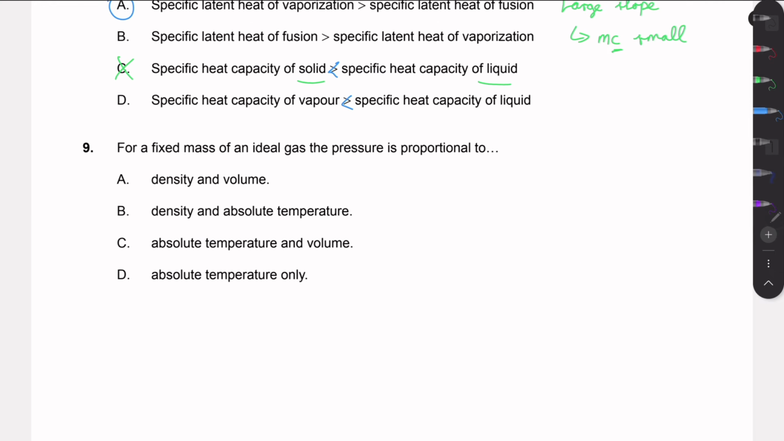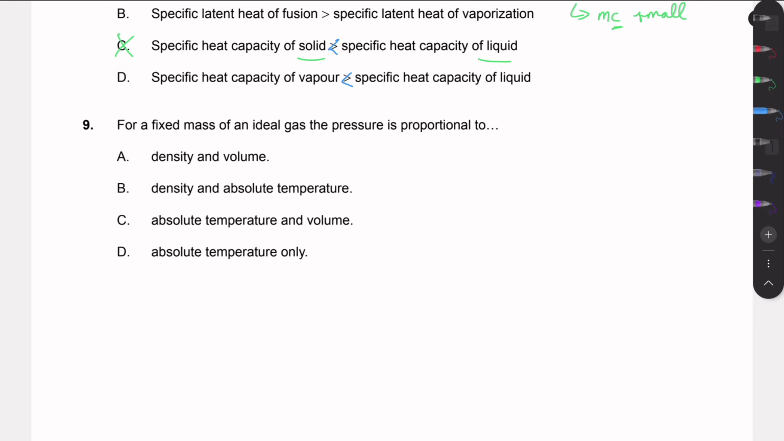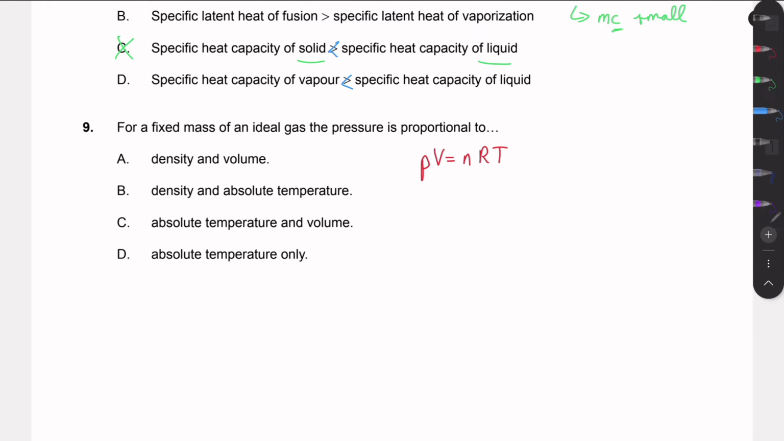All right, question 9. So for a fixed mass of an ideal gas, the pressure is proportional to, well, we can look at this equation, PV is equal to nRT. And well, if you only write this down, you might just immediately circle D and move on, which would unfortunately cost you a mark, as we have something else as well. As we can see that it also mentions density, and whenever density comes into play, we need to watch out a bit, as density is mass over volume, like this.